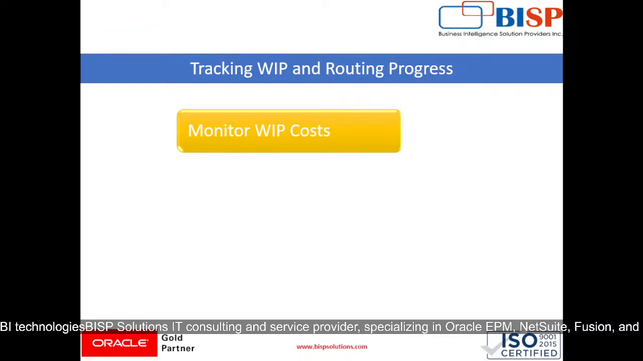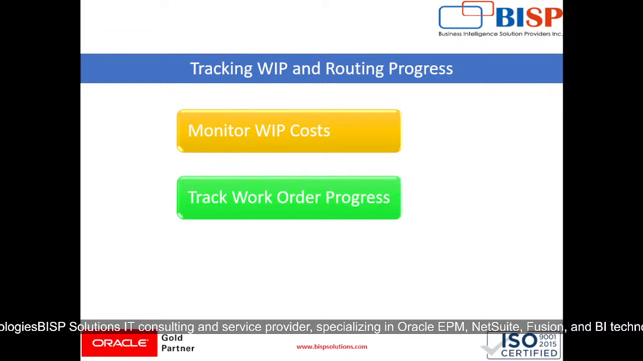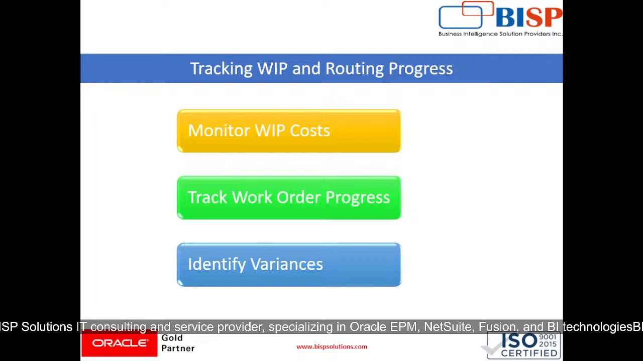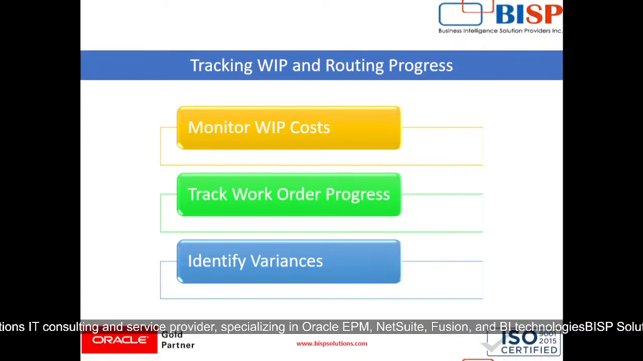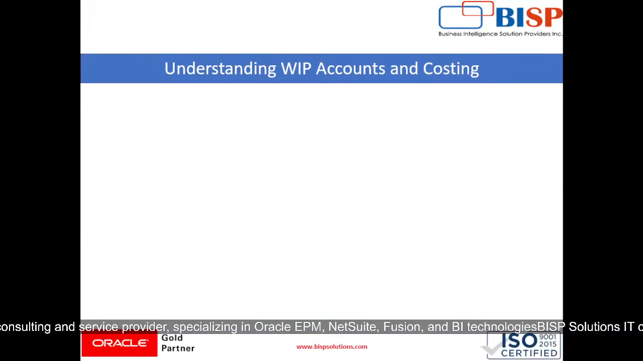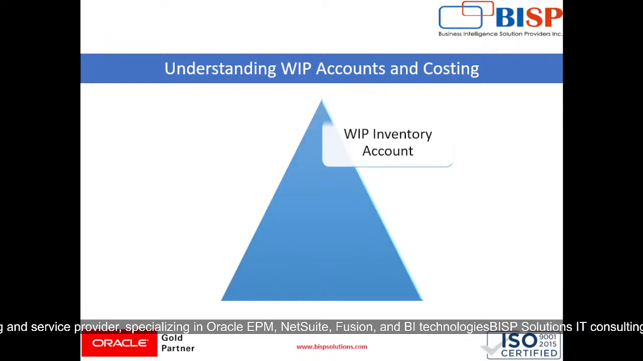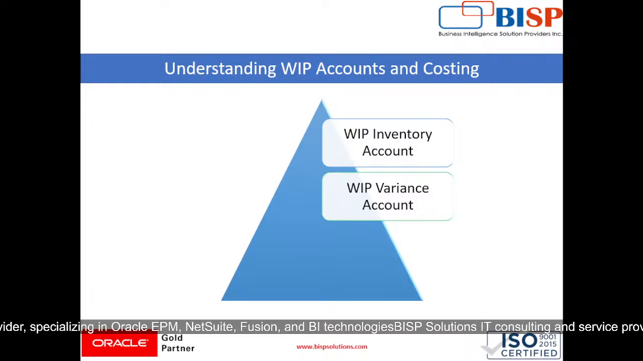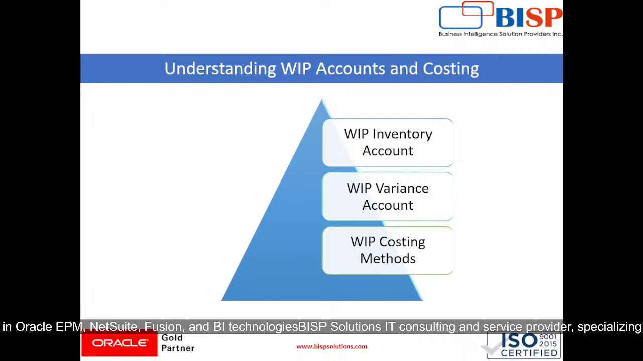First we have to monitor WIP cost, then we have to track work order progress, and then we have to identify variances. So understanding WIP accounts and costing, first we have to make a WIP inventory account, then a WIP variance account, and then we have to make a WIP costing methods account.